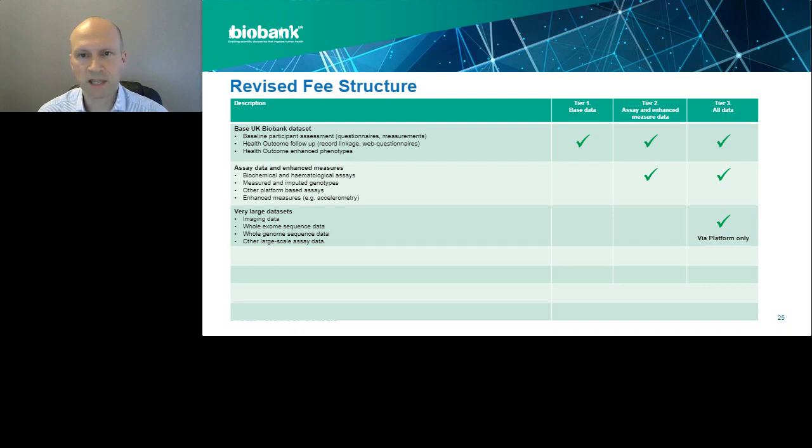And then finally, Tier 3, which enables access to all UK Biobank data, adding access to the larger data sets that UK Biobank holds, such as imaging data, sequencing data, and other large-scale assay data. And the fees for these three tiers are structured in increments of £3,000. Tier 1 is a fee of £3,000. Tier 2, £4,000 in total. And finally, Tier 3, a further £3,000 on top of Tier 2, so a total of £9,000.